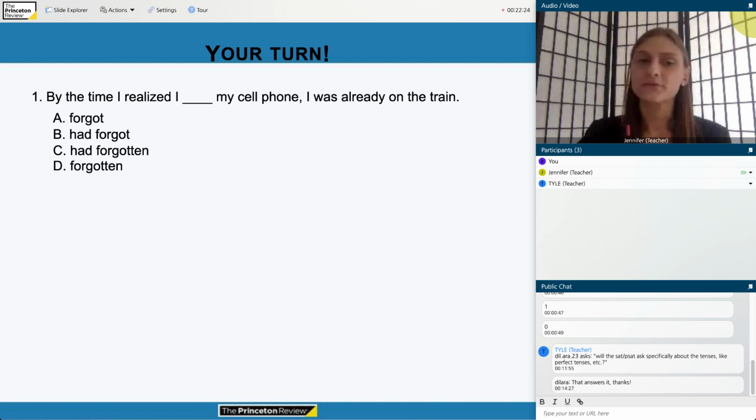So look at those 4 answer choices here and see which one do you think is correct and makes the most sense, and what tense is it? I'll give you a couple more seconds. All right. By the time I realized I had forgotten my cell phone, I was already on the train. So you have the word had in there, so it's a form of the verb to have. What tense is that going to be?